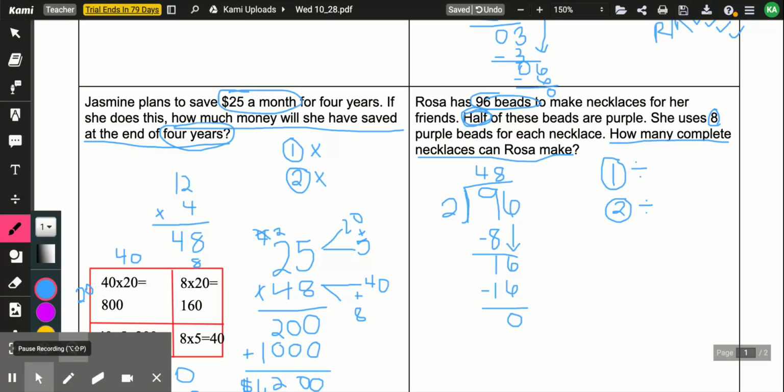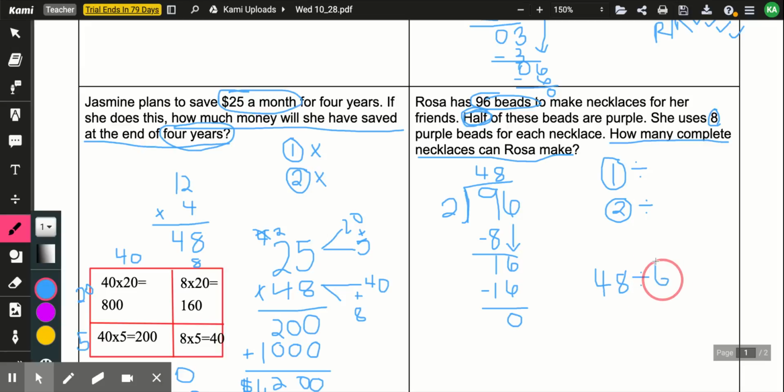Alright, so when you've divided it, you should have gotten 48. That is our first step of division. So we have 48 purple beads. Are they asking about how many purple beads? No, they're asking about how many necklaces. So what we know is that she has to take those purple beads, and 8 of them is one necklace, 8 of them another necklace, 8 of them another necklace. Splitting up that 48 into groups of 8.